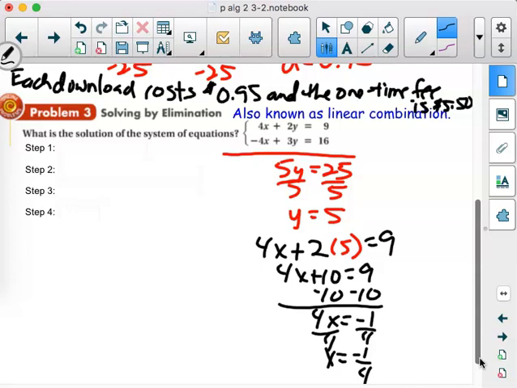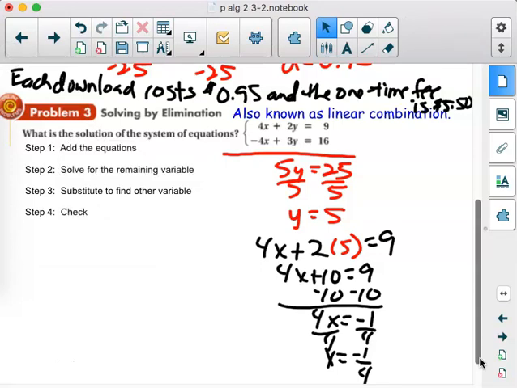X equals negative 1/4. Not done yet, though. Because step 1 was look for opposites. Oh, you know what? I probably should just let you move the box and let you write those down.